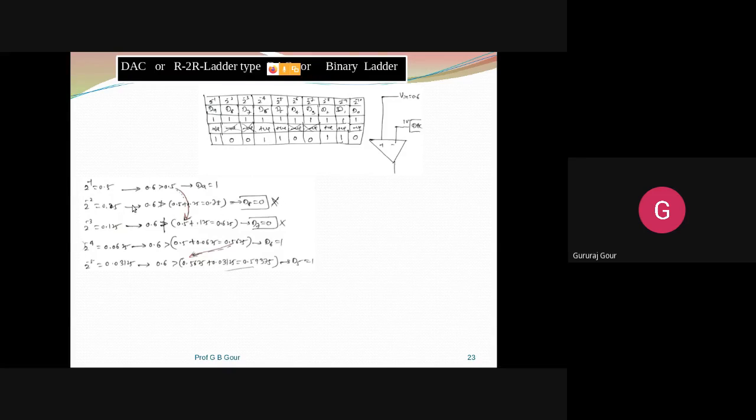Next you go for the D7 position. Again you divide by 2. So how many times divided by 2 so far? I am in the D7 position, third position from left to right. That means I divided by 2 three times. 1 by 2, 1 by 2, 1 by 2, so how much did I get? 2 to the power minus 3. Is it clear?